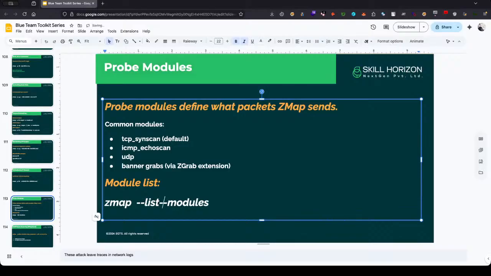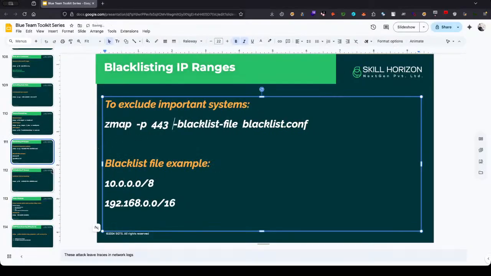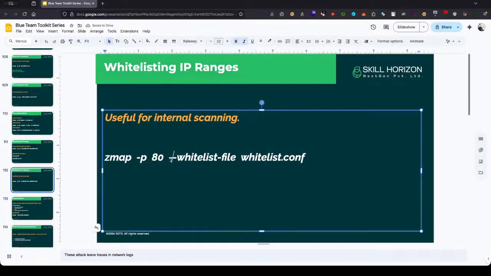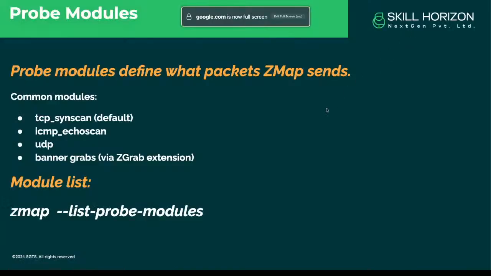This one is -probe, and here is one more thing wrong: this is not a double hyphen, this is the single hyphen. Okay, so this is the command to list all the modules with probing. So Zmap --list-probe-modules.